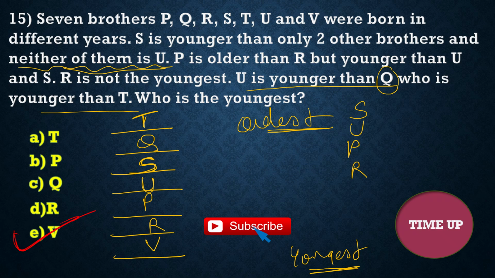This type of question you can expect in the exam. They will put a googly statement. In the first statement itself they'll put a googly. Then you will be confused. Oh my god, then how will I solve this question? "Neither of them is U", they have told. Don't worry, read the question carefully. Read the question carefully and you'll get the answer. Okay? Don't panic.